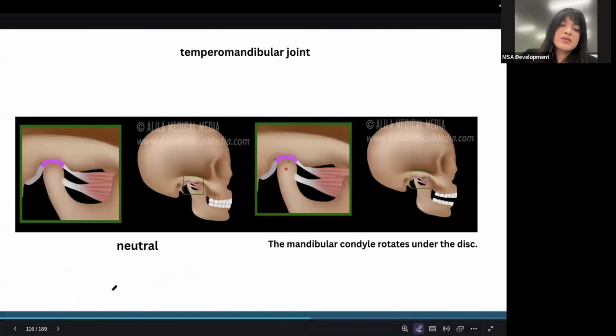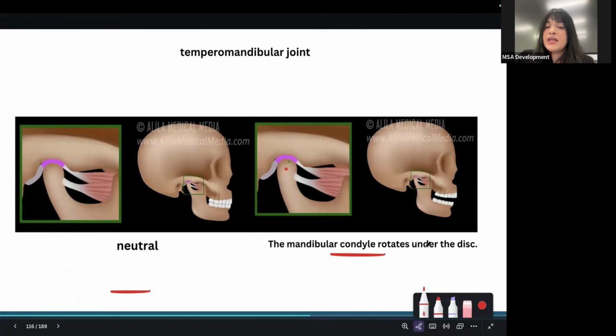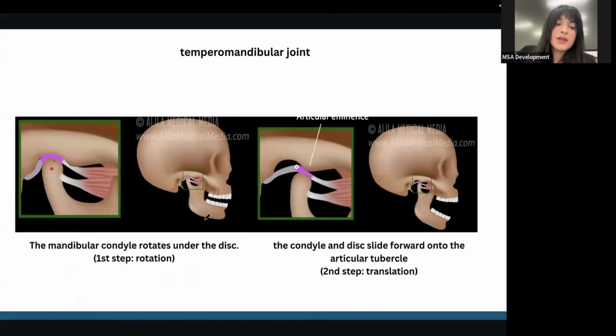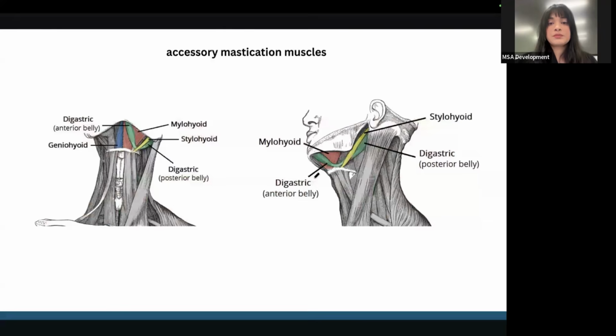Okay, so this is neutral position. This is the mandibular condyle rotating under the disc. So you open your mouth a little bit, the mandibular condyle is going to rotate a little bit. So this is rotation, first step. Second step, you can see here the condyle moved from the mandibular fossa to the articular tubercle. This is called translation, second step.